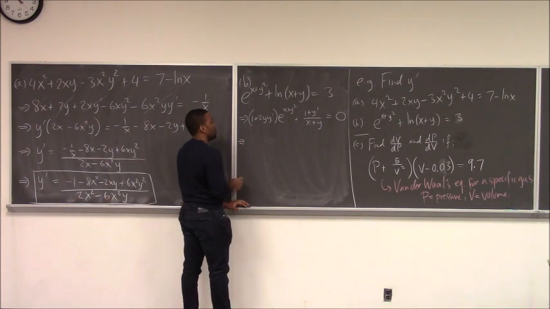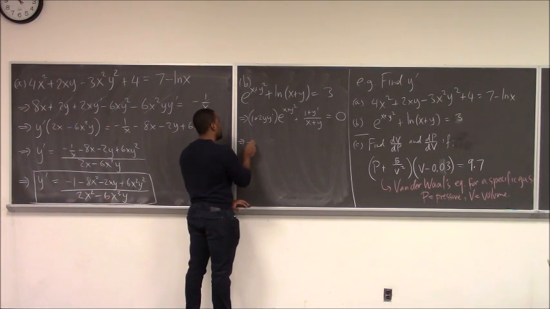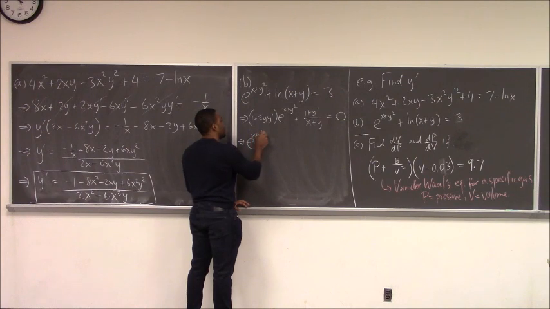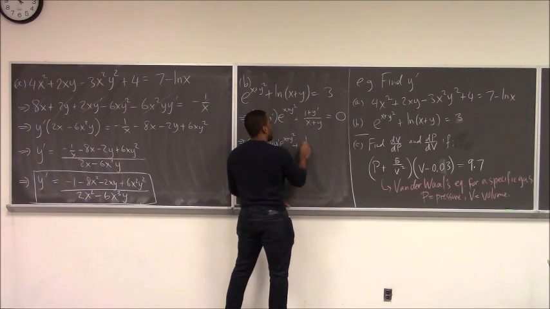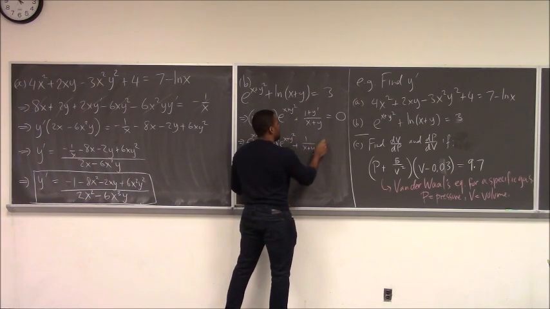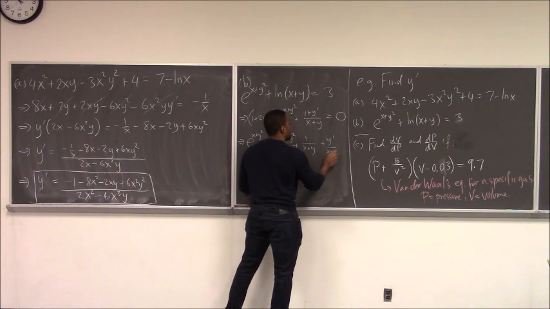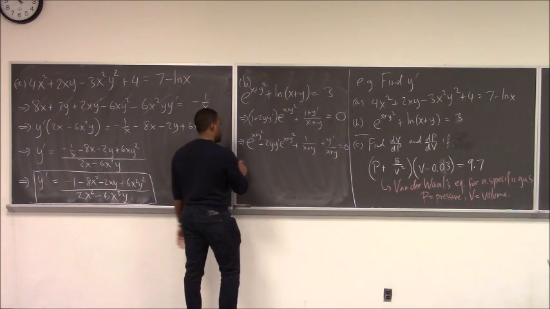So we can start to expand parentheses here. So this is e to the x plus y squared plus 2y y prime e to the x plus y squared plus 1 over x plus y plus y prime over x plus y equals 0.